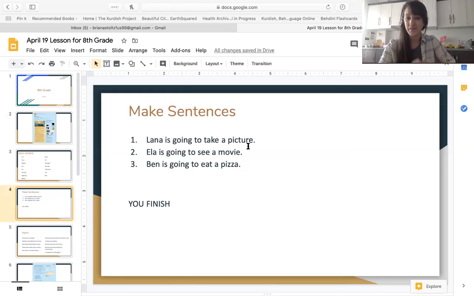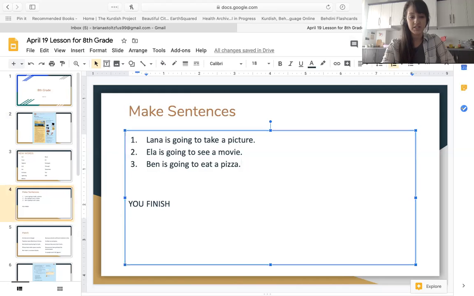I say, you repeat. Lana is going to take a picture. Ella is going to see a movie. Ben is going to eat a pizza. So you see what we did? We just have the name of the person. Let's do number 4. The name of the person, Pedro.